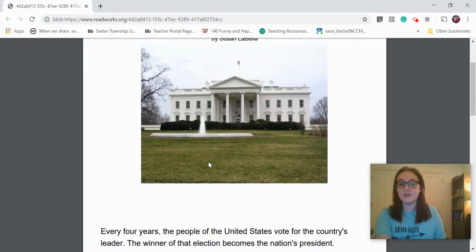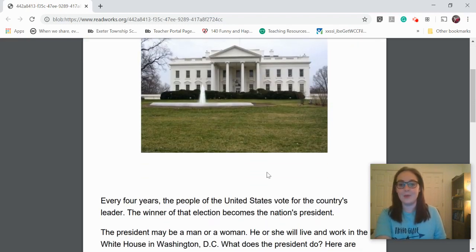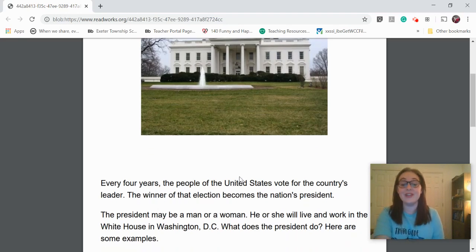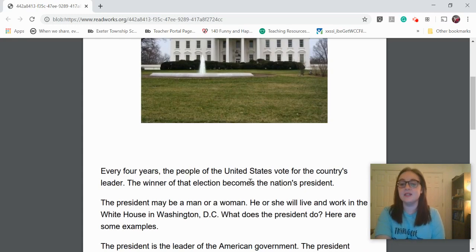President of the United States, what house is that? Do you know? I think you do. Every 4 years, the people of the United States vote for the country's leader. The winner of that election becomes the nation's president. The president may be a man or a woman. He or she will live and work in the White House in Washington, D.C. What does the president do?